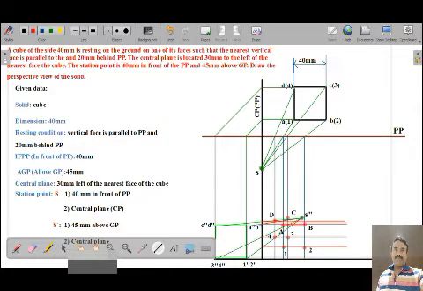Now connect all the top base corners: A with B, B with C, C with D and D with A. Similarly, connect all the bottom base corners: 1 with 2, 2 with 3, 3 with 4 and 4 with 1. Similarly, connect all the vertical edges: A with 1, B with 2, C with 3 and D with 4. So this is the final perspective of the cube for the given conditions.